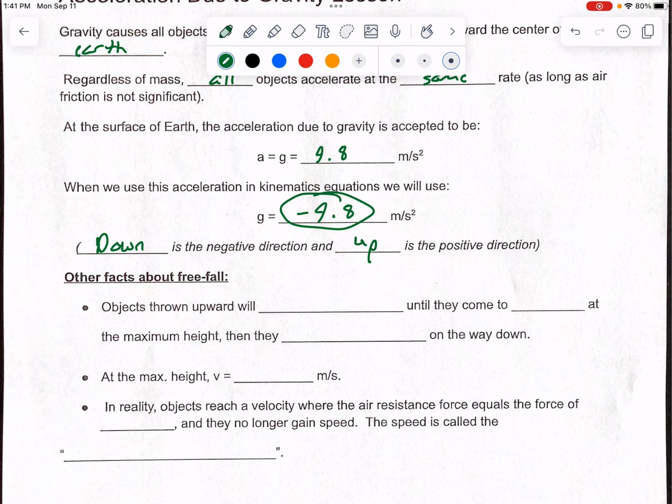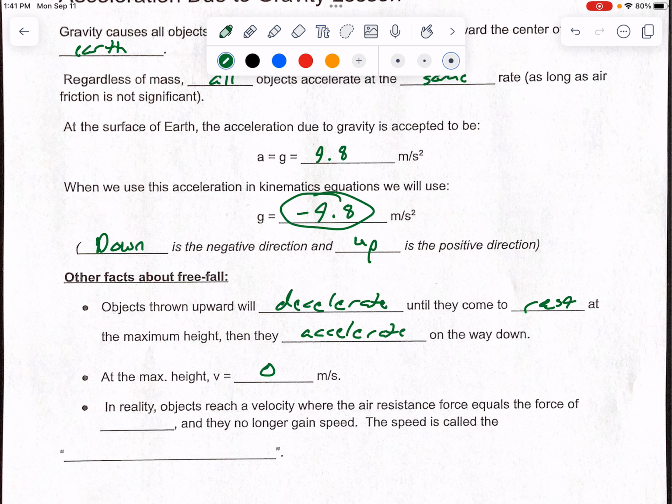Okay, other facts about free fall. Objects thrown upward will decelerate. So that means they're just going to slow down until they come to rest at the top. So that means if I throw something in the air, the highest amount of velocity it's going to have is when it leaves my hand. When it goes up, your velocity is going to get lower and lower and lower until it stops, and then it starts to fall back down, so it's going to accelerate when it's falling back down. Okay, so when that object reaches the top of its trajectory, your velocity is going to be 0, because you had to stop, and then you're going to fall back down.